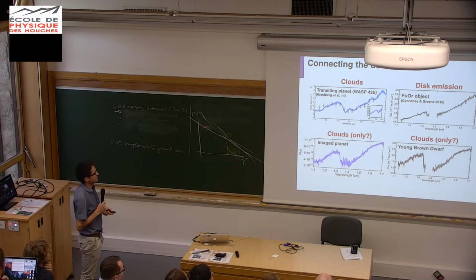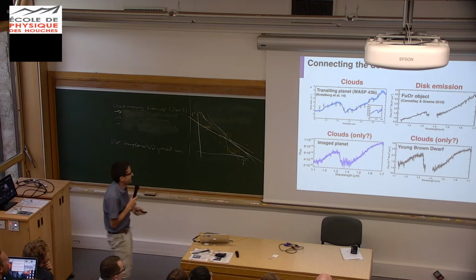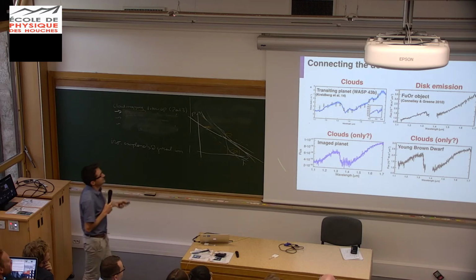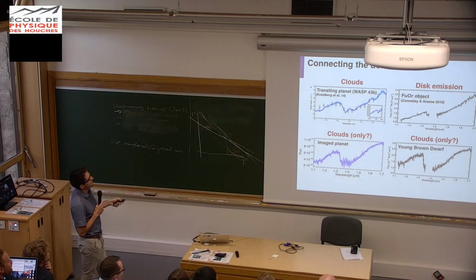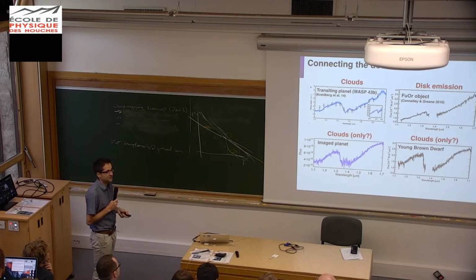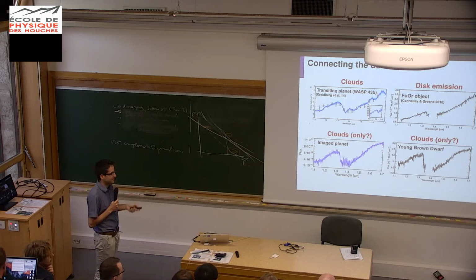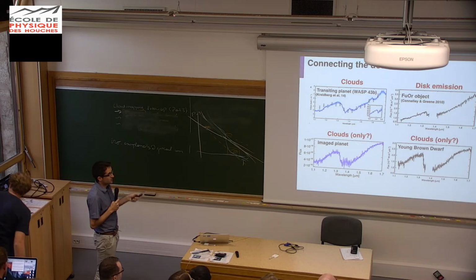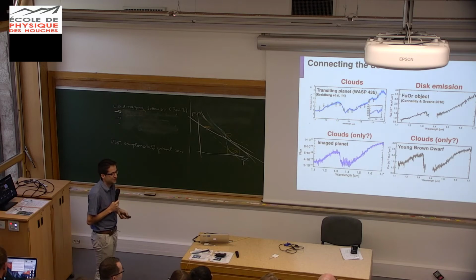So, okay, some provocative statement now. We have made this comparison between imaged planet spectra and transiting planet spectra. Can we actually do more comparison? Obviously you can also take the example of the young brown dwarfs I was mentioning as analogs of imaged planets and say, okay, they also look like your transiting planets. But there is another class of objects that is interesting to include in that comparison. This is the FU Orionis objects.